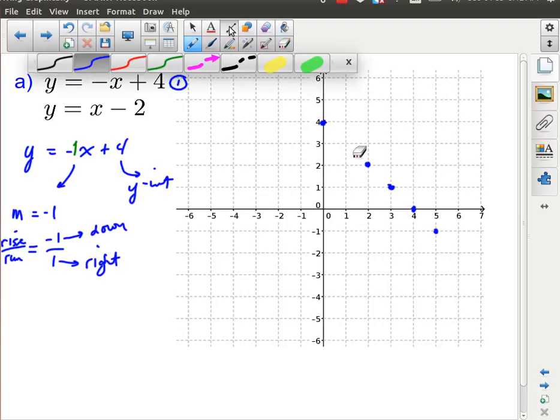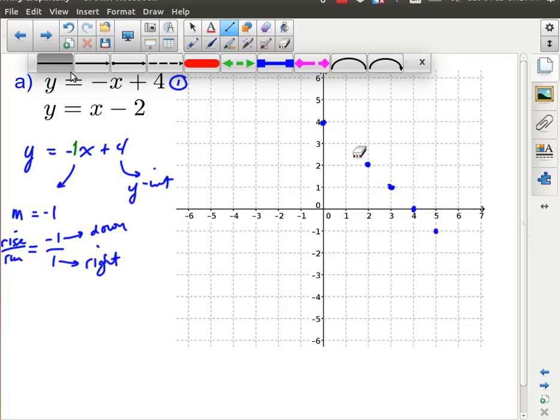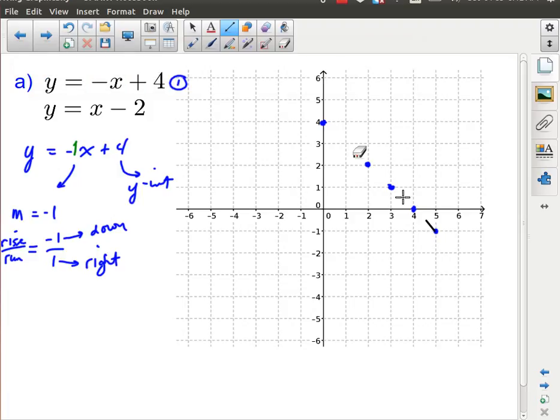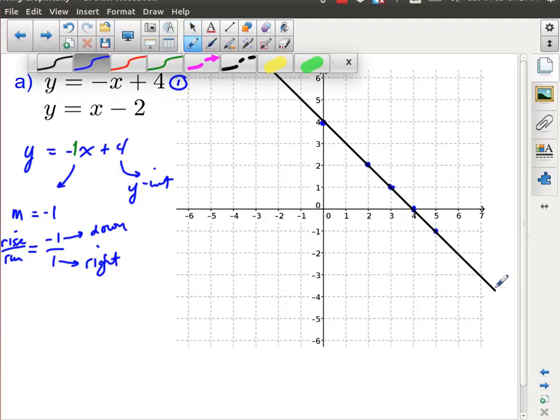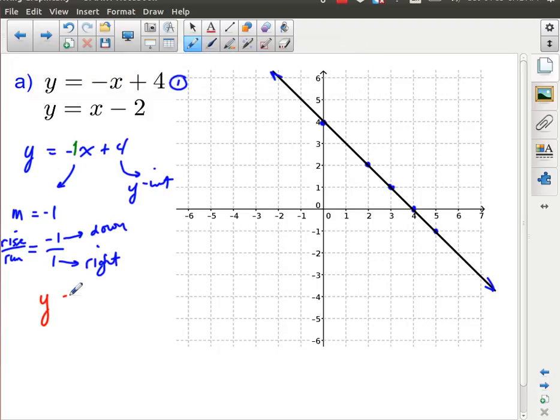So I'll put on an actual line now. And I will extend that line. And then now I really should also put arrows on the end of my line to indicate that it keeps going indefinitely. Let's do the second equation. We have y equals x minus 2. So once again, I'm going to make use of the fact that this value, negative 2, is the y-intercept.